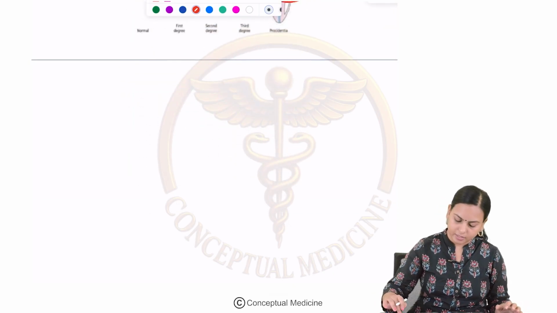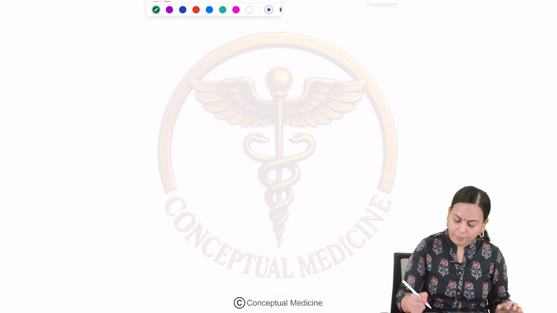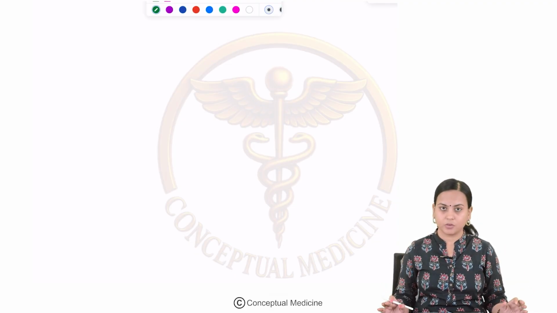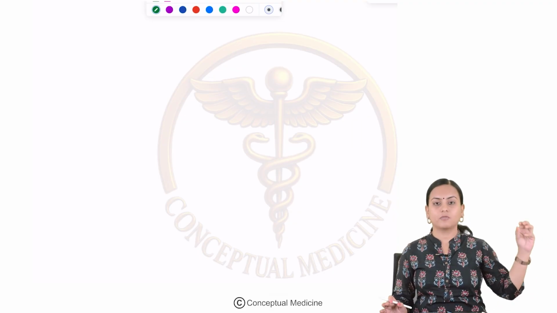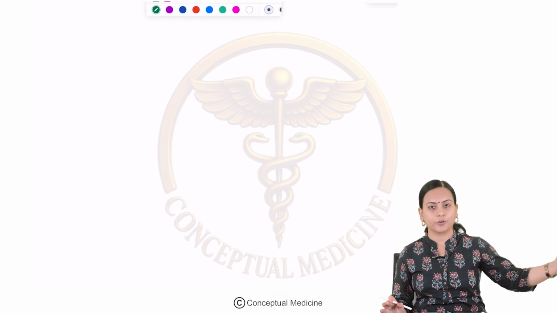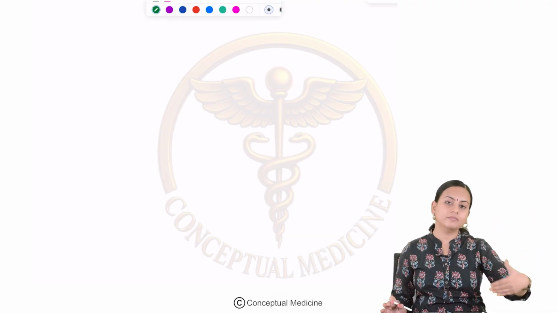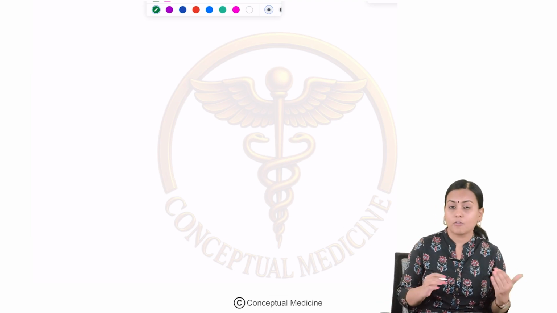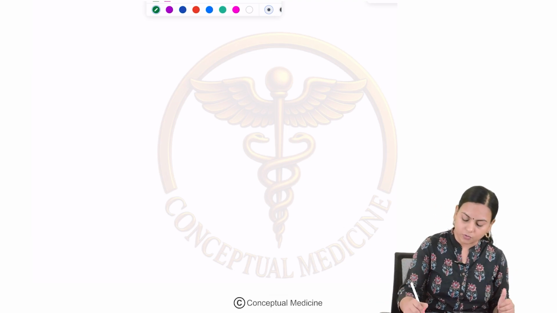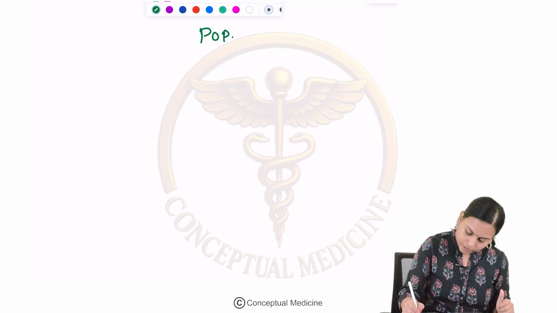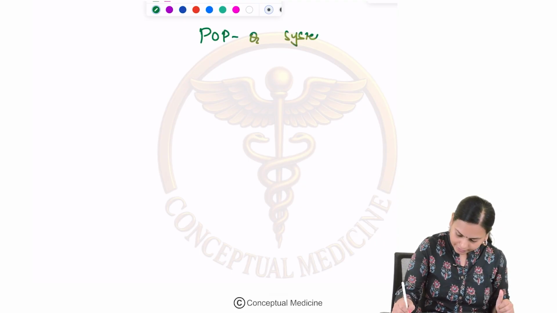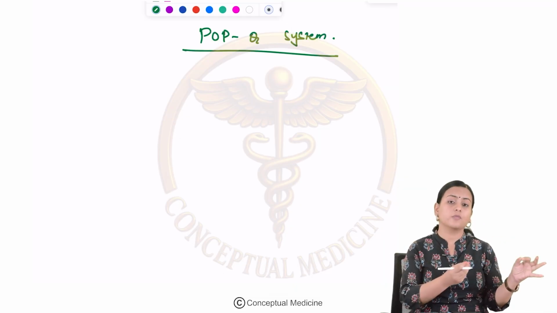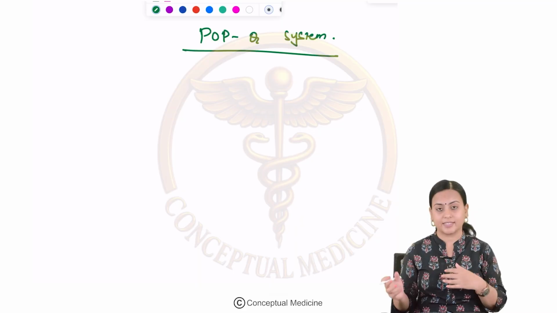Clear? Right. And apart from this, you also have a quantification system. Okay. So, till now we have seen one fixation point or a reference point, and then we will be comparing how much they have descended from their normal position. We have a quantification system also, which is known as the POP-Q system of classification of pelvic organ prolapse. This is all about quantification. That is, we are going to measure how much descent has happened.